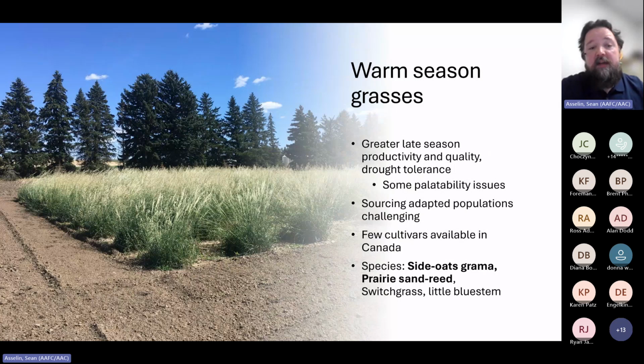So this is prairie sandreed in the background here, which is a highly productive warm season grass. Our warm season species tend to have greater later season productivity. So there is some interest in the cattle industry for these species for potential for either late summer grazing or for winter grazing, because they tend to hold on to protein content and biomass later in the growing season. Unfortunately, there are some palatability issues with some of our warm season grasses. Some are stemmy or have a high silica content, which can reduce grazing use.